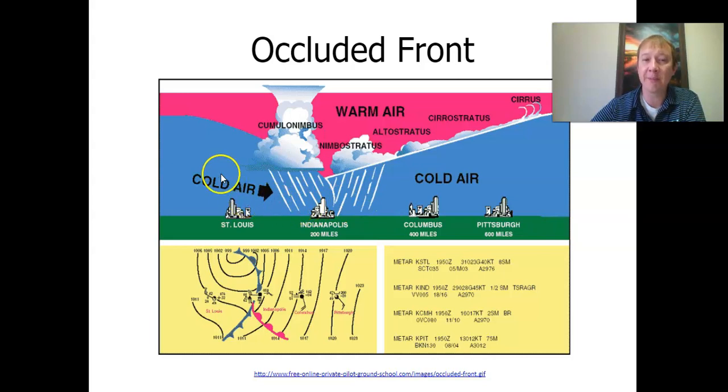Okay, so here's kind of another example. Looking at this, we have the cold air pushing into the cold air mass. If you notice here again, this air mass normally isn't moving, or if it is, it's moving very slowly. But here we have this cold air mass pushing into the other cold air over here.